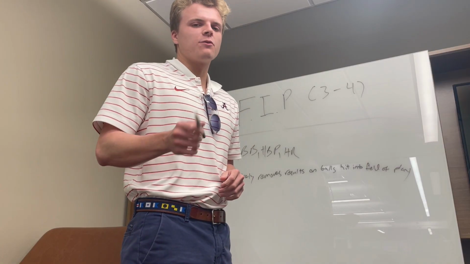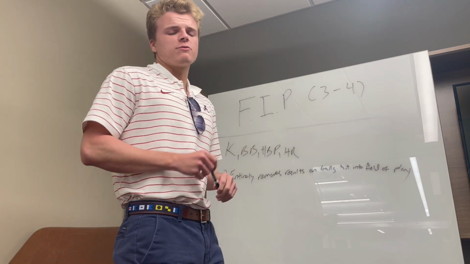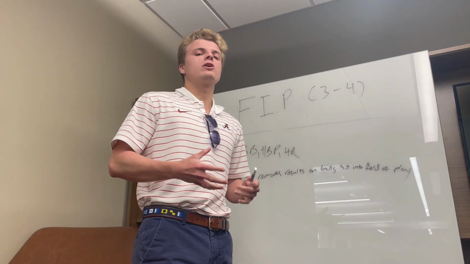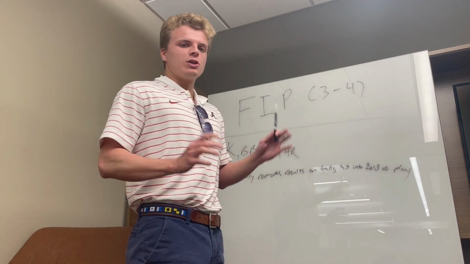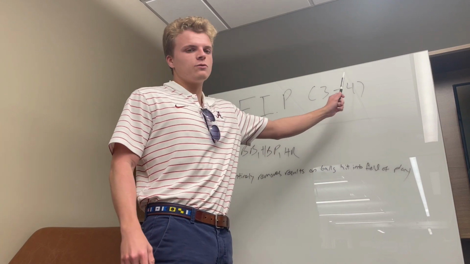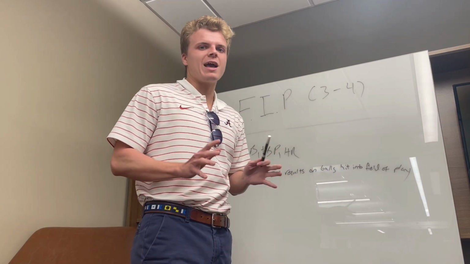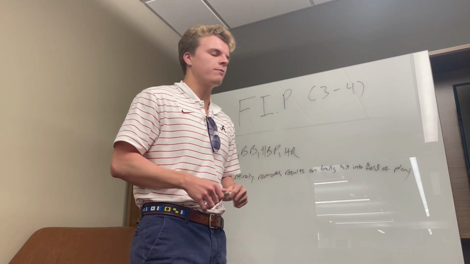So up next, we're going to break down FIP. Now, FIP stands for Fielding Independent Pitching. And I'll be honest, when I first started looking into this metric, I wasn't even sure what a good FIP was supposed to be. So a good FIP is defined as any FIP between 3 and 4, with a FIP above 4 being below average and a FIP below 3 being excellent. So the lower the FIP, the better.